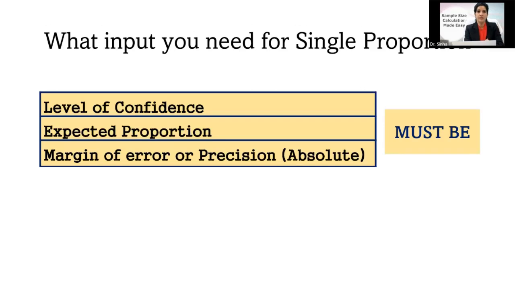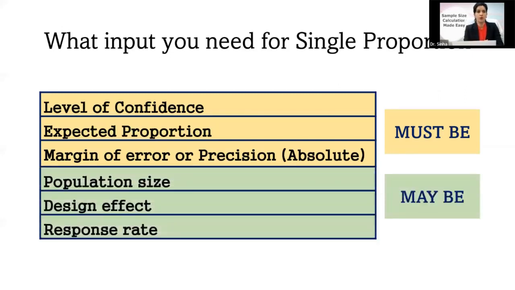So what are these? We will see all three things one by one. These three pieces of information are a must. The others are optional. If you want an adjustment of your sample size and you have a population frame, then you can do the finite population correction. If you are sampling based on cluster sampling, then you could use the design effect. Or if you anticipate that the response rate will be lower, then you can adjust your sample size based on response rate. So these three options are optional, but the upper three, the yellow ones, level of confidence, expected proportion, and margin of error, are a must.